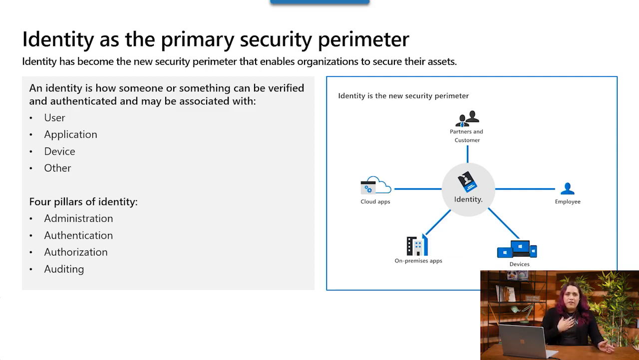Authentication is where I'm verifying I am who I say I am. This may look like I'm putting in my username and password, and we are going to talk about multi-factor authentication later on. But just remember, authentication is where I am verifying and proving my identity. Now, authorization is about what level of access I have and what I can do with it.